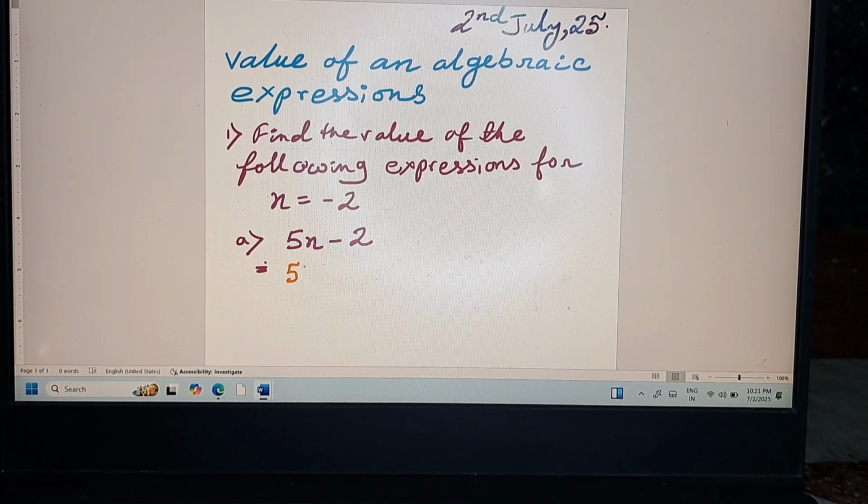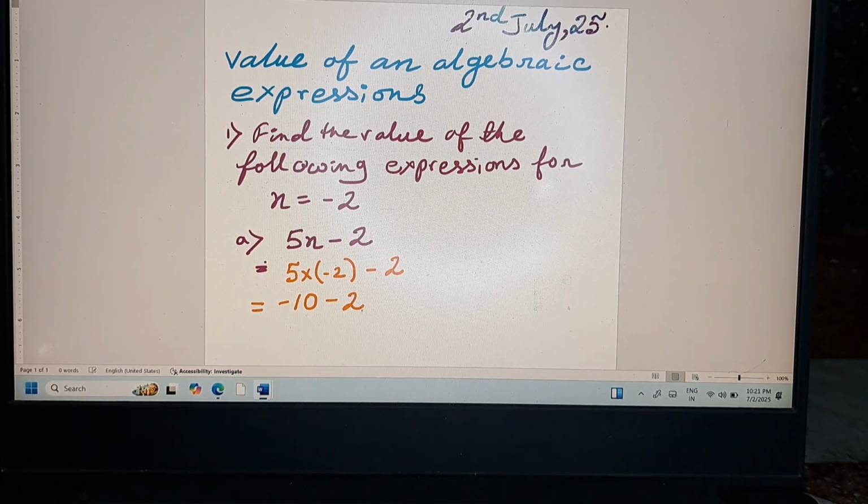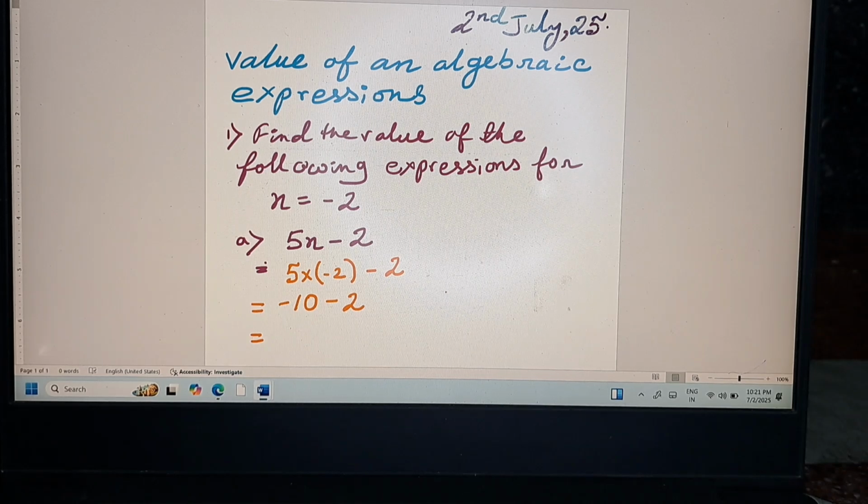So we write 5 multiplied by, in bracket, minus 2, minus 2. Now when we multiply, 5 into minus 2, the value will be minus 10, and minus 2 is already there. Here, students, we have to be very careful: there is no bracket over here, so we need to add these two numbers, but the sign remains negative. So the answer will be minus 12.